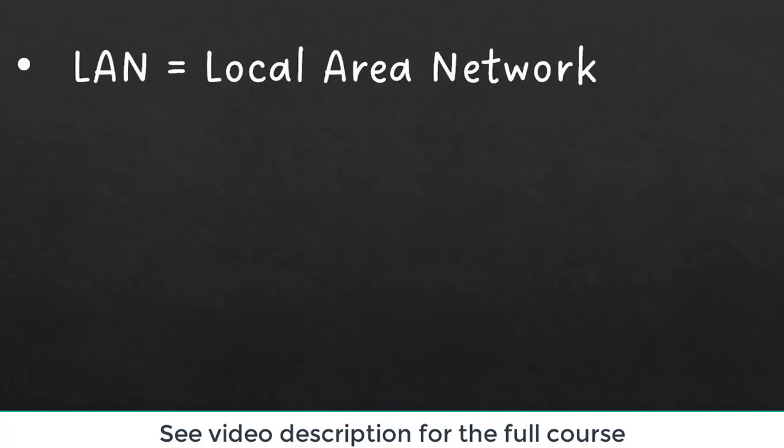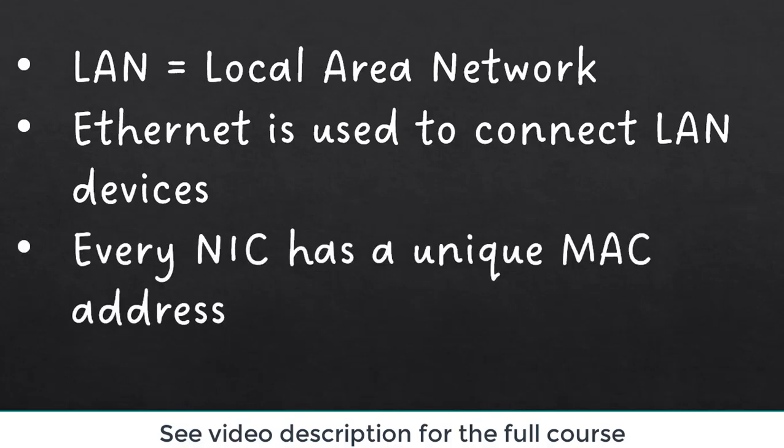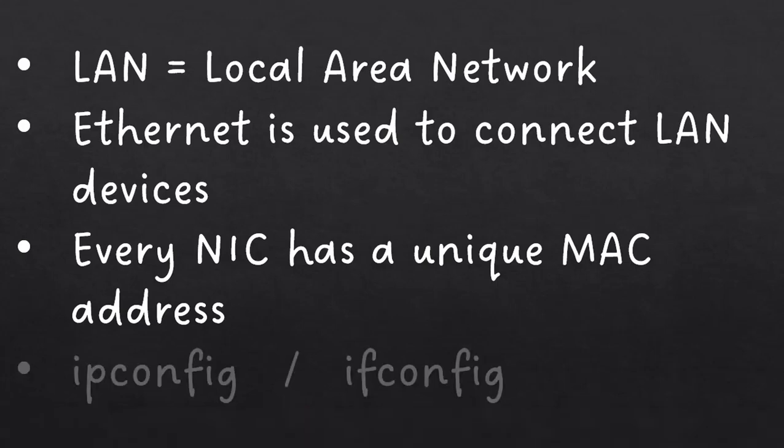So let's take a moment and do a quick review. A LAN is a local area network, which basically means it's one physical location where we're connecting many devices together, and we can use Ethernet to connect those devices to one another. Every network interface card, or NIC, has a unique MAC address that is hard-coded on it by the hardware vendor. And we can use commands like ipconfig in Windows or ifconfig for Linux or Mac to display the MAC address, and other pertinent networking information about our computer.